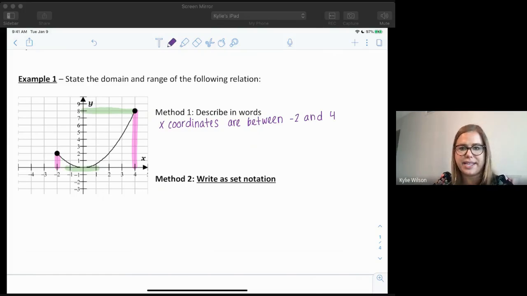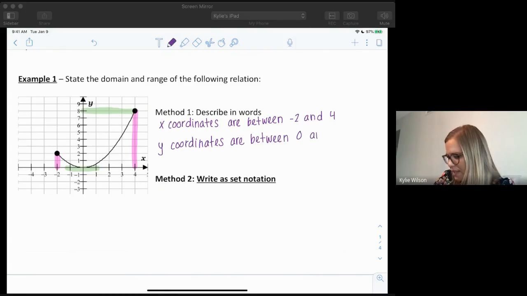So we can write that my Y coordinates are between 0 and 8. So all I'm doing is just figuring out which numbers are stopping my Y's and my X's. So now let's write this in set notation.